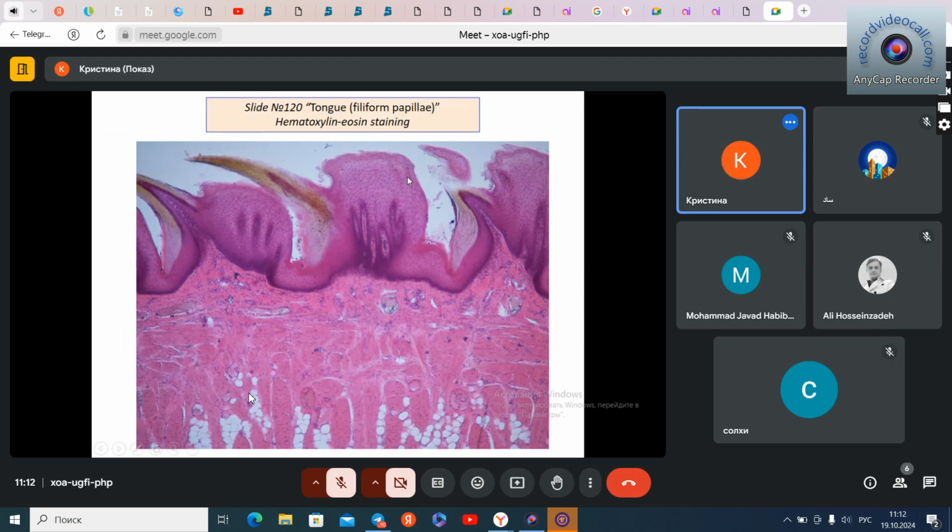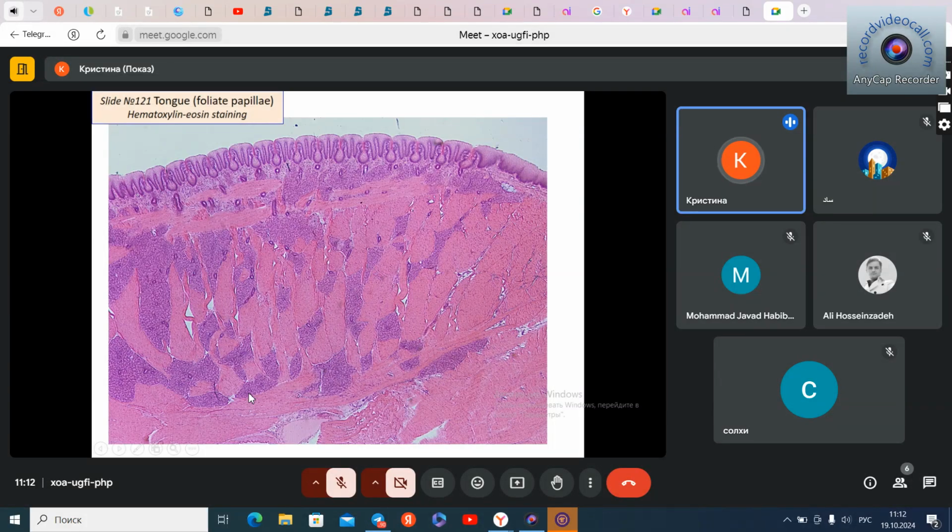The same at high magnification: fungiform papilla, filiform papilla. Inside we have the lamina propria mucosa. It is covered with the epithelium. Lamina propria mucosa is attached to the muscle fibers.